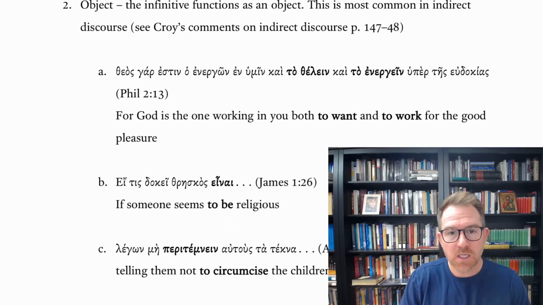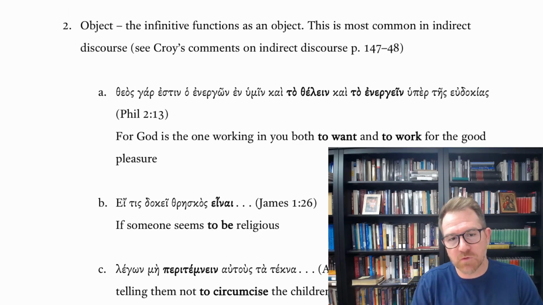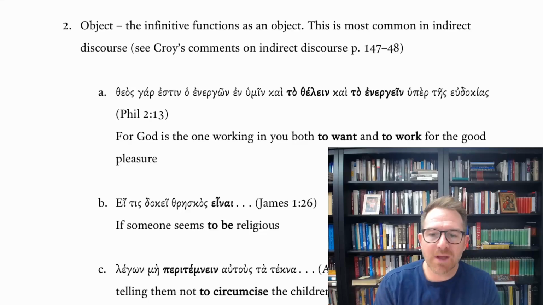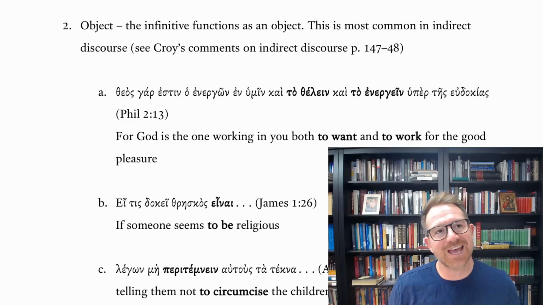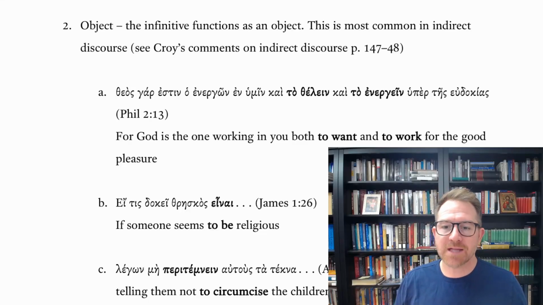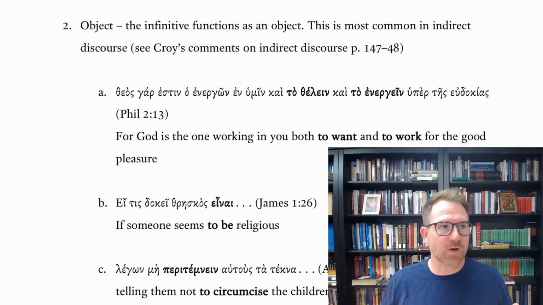It can also be the object. The infinitive functions as the object most commonly in indirect discourse. Here I point you to Croy's comments on pages 147 through 148 about how indirect discourse works. Indirect discourse is the difference between quoted speech and reported speech. So, for example, if I say, my wife told me, take out the trash, that's direct discourse. That's directly reporting. She said, take out the trash. But if I were to tell somebody else, my wife told me to take out the trash, I would be summarizing the content of what she said, but I wouldn't be quoting her. That would be indirect discourse. I'd be reporting back what she said.